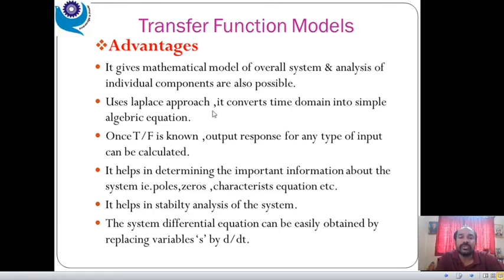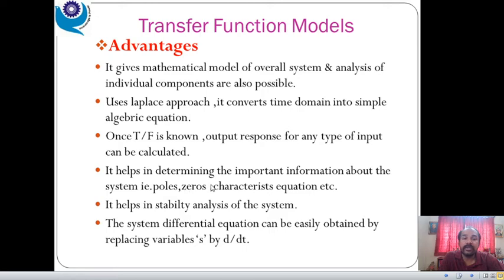It uses the Laplace approach, right? So it is better to always go for the frequency domain, because maximum information can be obtained from the frequency domain compared to the time domain. So we have to go for the Laplace approach. It converts the time domain into a simple algebraic equation, right? Once the transfer function is known, the output response for any type of input can be calculated. So this is again the biggest advantage of transfer function.